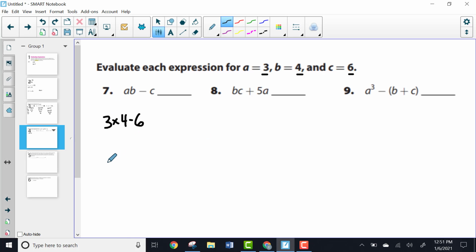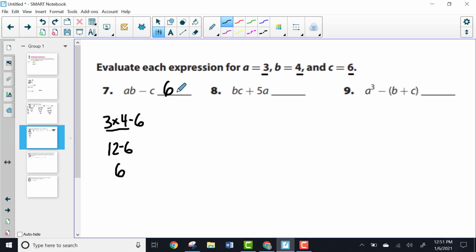We still do the order of operations. So multiplication will come first. We have 12 minus 6, because we did 3 times 4, that gave us 12. And then 12 minus 6 there will give us 6 for our final answer for number 7.